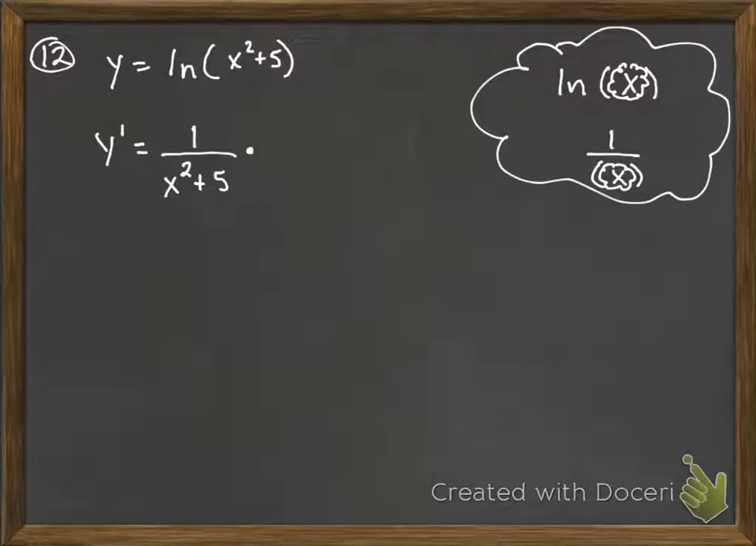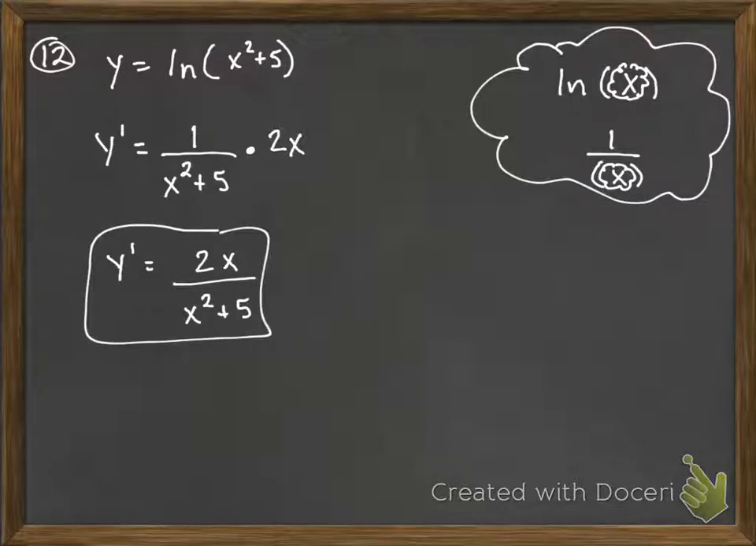Okay, now we got to apply the chain rule part. So I got to take the derivative of the inside. What's the derivative of the inside? 2x. So you could leave it like that. You could say 2x over all that. That's it. Okay, that's your derivative on 12. Okay, 13.